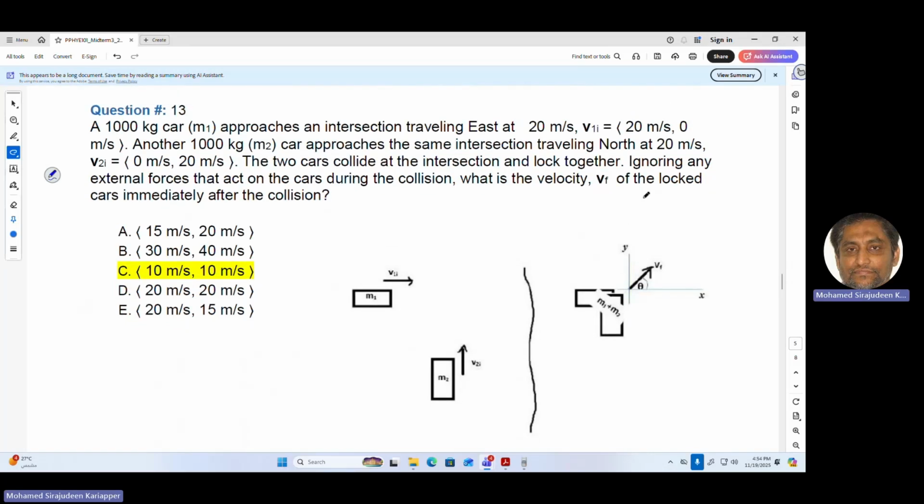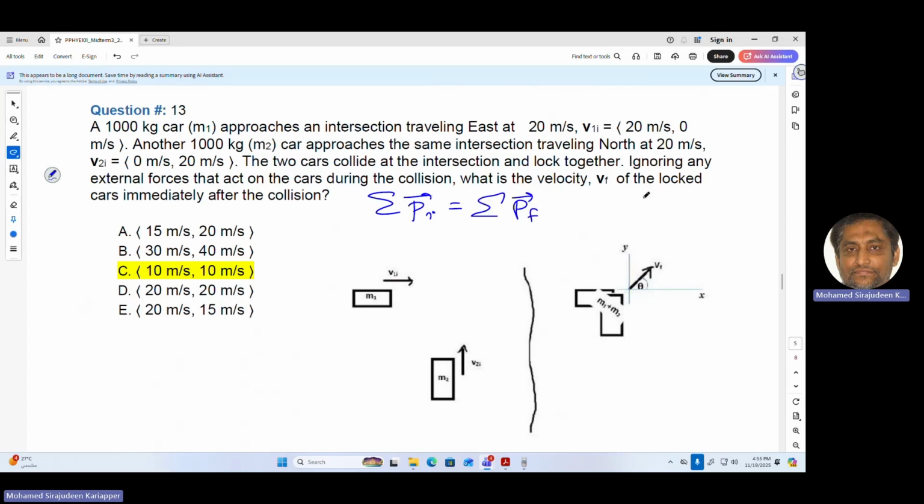Number 13. See, it is the same concept. We have so many questions. It is conservation of momentum. So there is a collision. But what is the complication here? Two-dimensional. Other than that, it is the same equation. Total momentum before equals total momentum after.